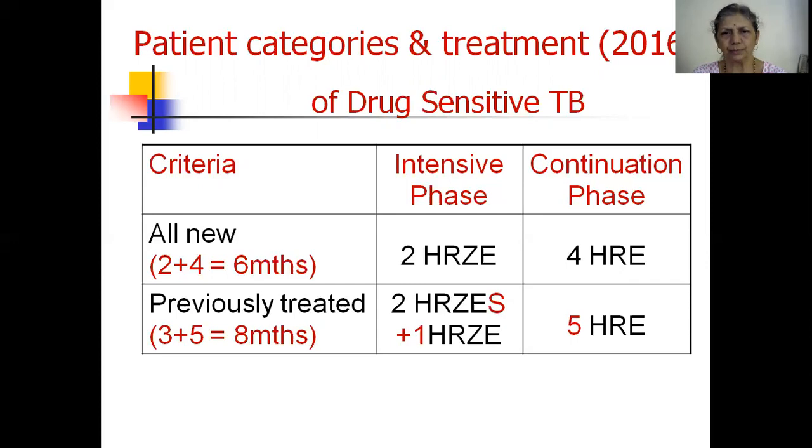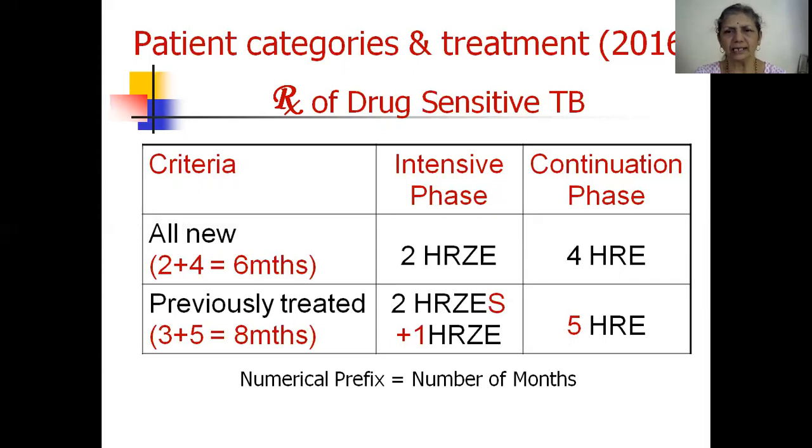So these are the 2 treatment strategies for patients with drug-sensitive tuberculosis. New patients continue to get 6 months of short course treatment. The only difference from the earlier short course is that ethambutol is continued into the continuation phase. And any previously treated patient still sensitive to all these first-line drugs, the treatment is extended to 8 months. The numerical prefix, as you can understand in this table, indicates the number of months for which the patient gets those 4 drugs or 5 drugs or 3 drugs.